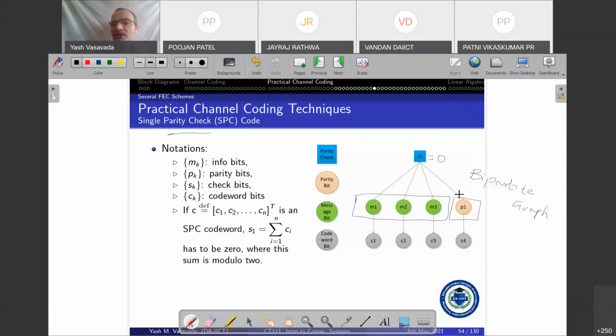If you take this SPC code word and do this parity check, it is always going to be satisfied, which means that you are always going to get an even number of ones. And that becomes your transmitted code word. The first 3 code word bits are the same as the message bits. The 4th is the parity bit.